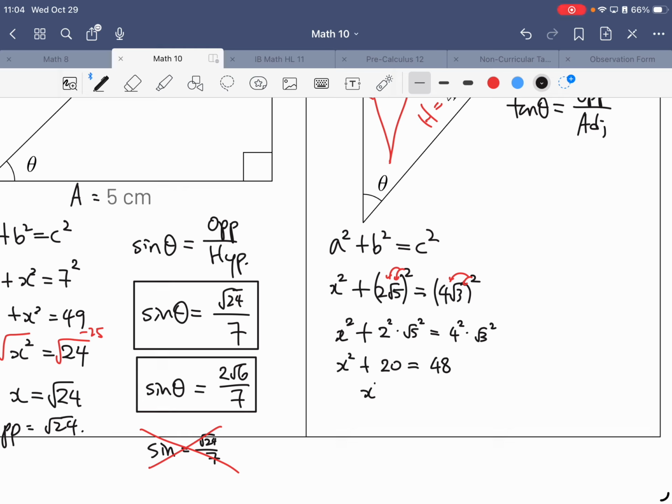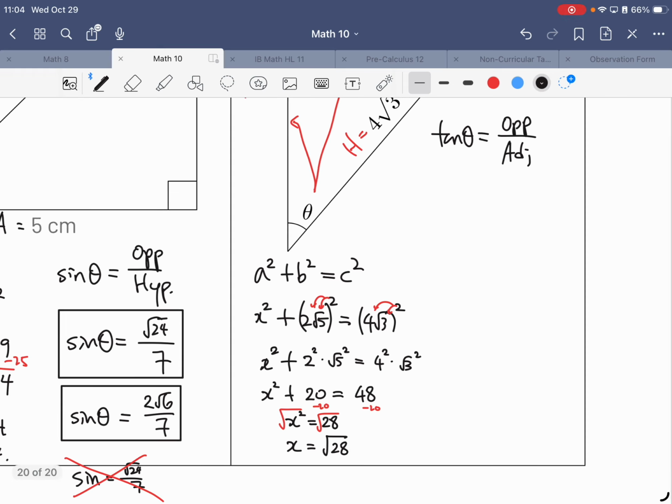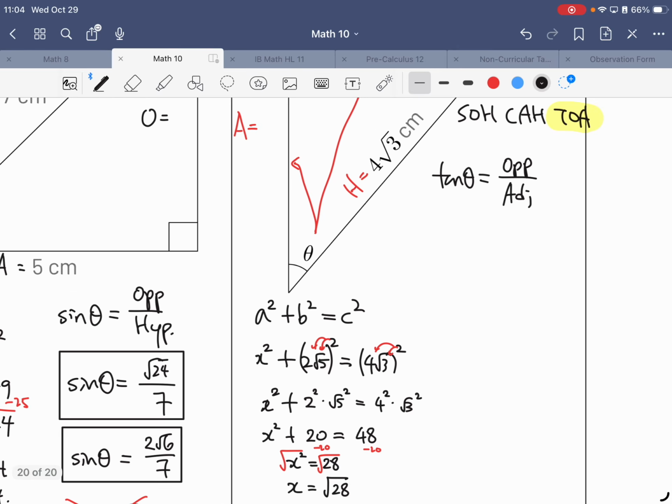So then x squared is equal to, minus 20 on both sides, and that's going to be 28. So x is equal to square root of 28. And of course, once again, if you're a tryhard, you can make that as 2 square root 7. Not needed right now. So anyways, I know my adjacent is square root of 28. So I think the question is almost solved.